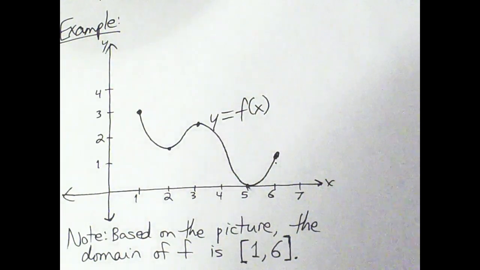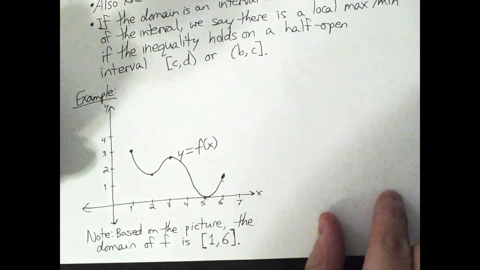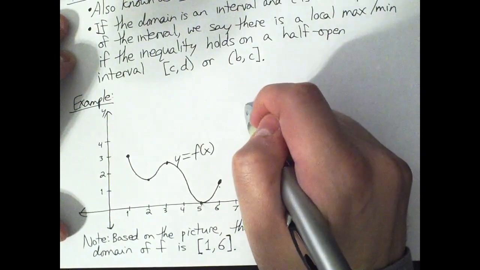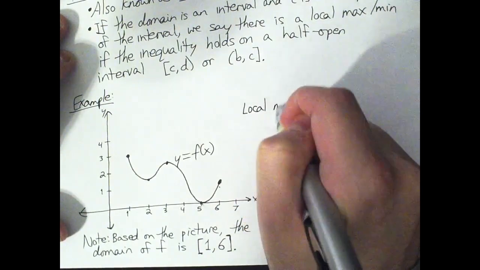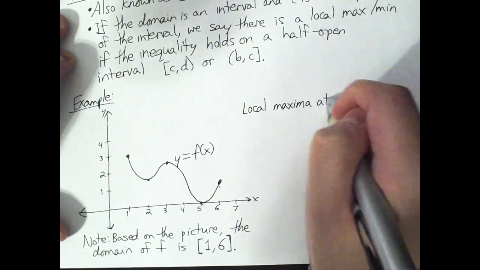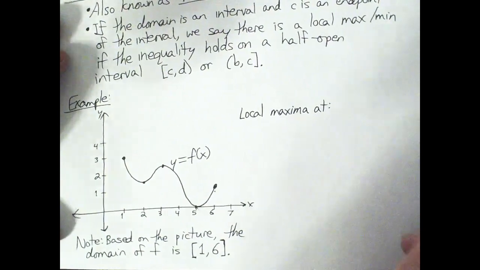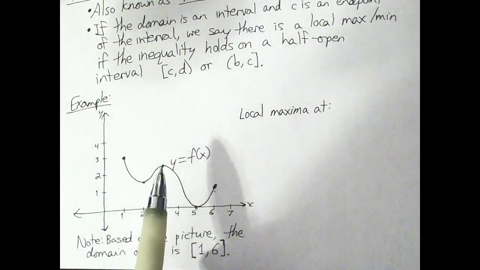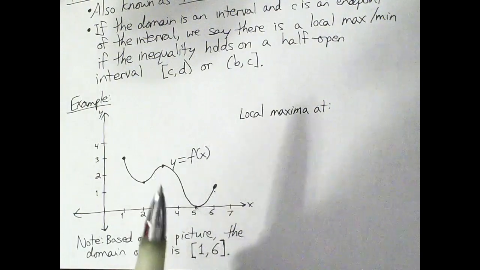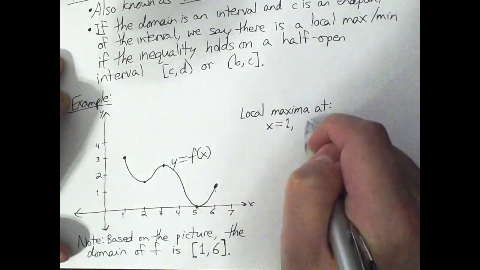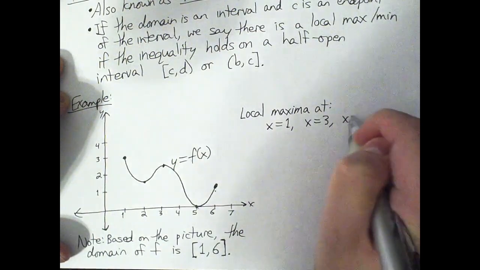We could also figure out what the range is, but we don't really need that right now. Now, let's talk about the local extrema and the absolute extrema. So I'm going to say that this function has local maxima, that's the plural, there's more than one, at. If we go by the definition, we want to look for x values where the function is greater than or equal to its surrounding values. And I'm going to say that this occurs at x equals 1, x equals 3, and x equals 6.